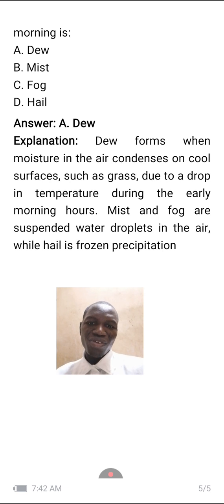Yes, in the morning you see droplets of water form on top of grass. So the dew forms when moisture in air condenses on cool surfaces, such as grass, due to a drop in temperature during the early hours of the morning. Mist and fudge are suspended water droplets in the air, while hail is a frozen precipitation.